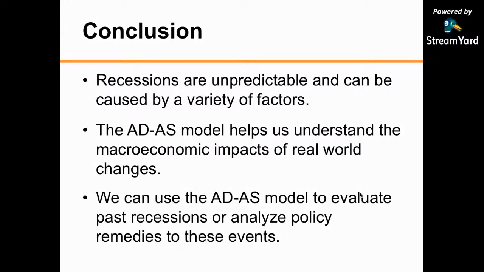So recessions are unpredictable, and a variety of things can cause them. We've already covered that a lot of times throughout the semester. This particular aggregate demand and aggregate supply model is going to help us kind of understand the macroeconomic impacts of what's going on with real-world changes. We can also use this model to evaluate past recessions and maybe kind of analyze policy remedies to these events. So right now, when they're trying to come up with these packages, the stimulus packages, and kind of trying to decide what we should do, they're probably using a lot of aggregate demand and aggregate supply models to run a bunch of different kind of alternatives and see what the best outcome would be.